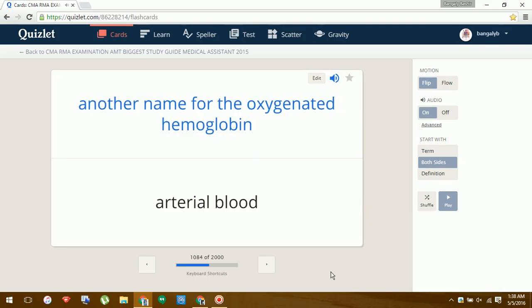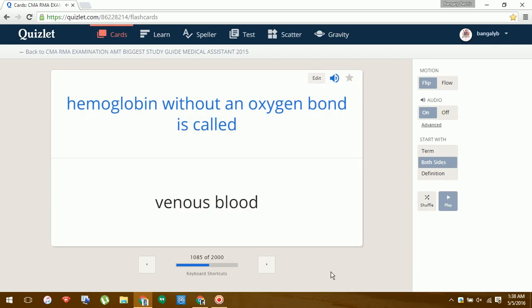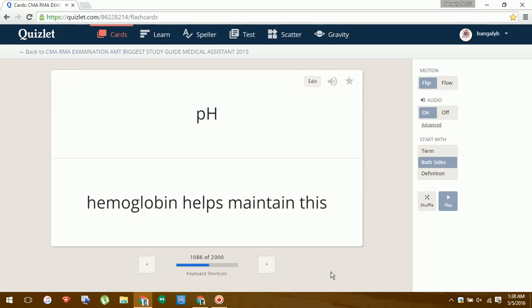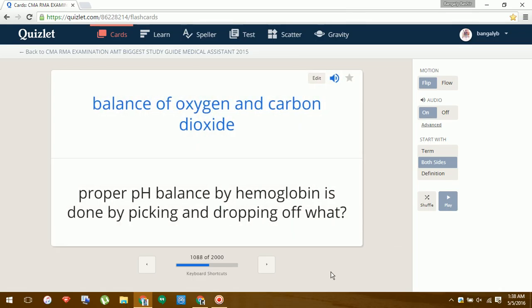Another name for the oxygenated hemoglobin. Arterial blood. Hemoglobin without an oxygen bond is called venous blood. pH. Hemoglobin helps maintain this. The second function of hemoglobin is blood buffer. Maintains the proper balance of pH. Balance of oxygen and carbon dioxide. Proper pH balance by hemoglobin is done by picking and dropping off what?